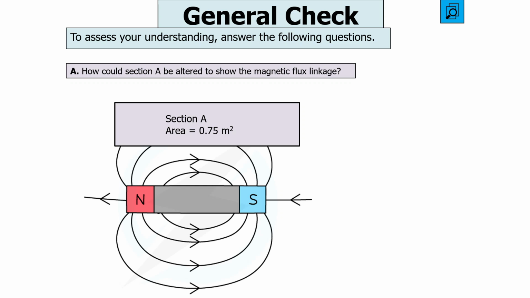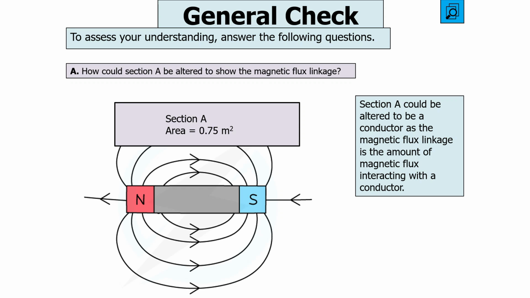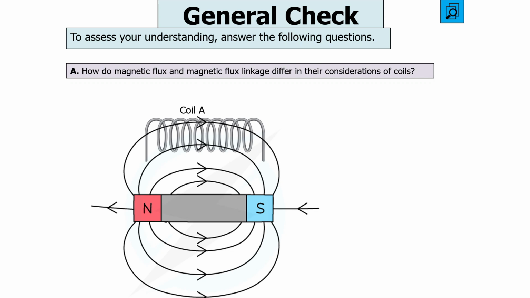How could section A be altered to show the magnetic flux linkage? Section A could be altered to be a conductor, as the magnetic flux linkage is the amount of magnetic flux interacting with a conductor. How do magnetic flux and magnetic flux linkage differ in their consideration of coils?